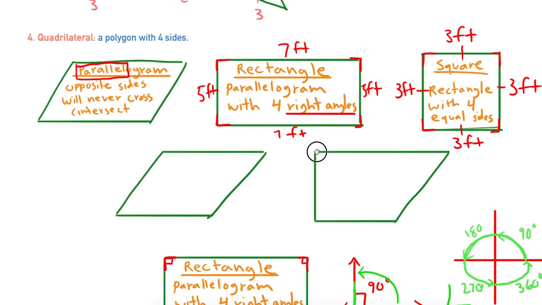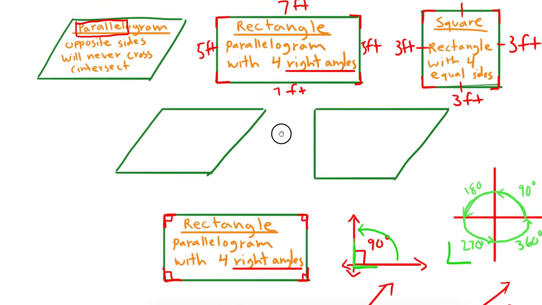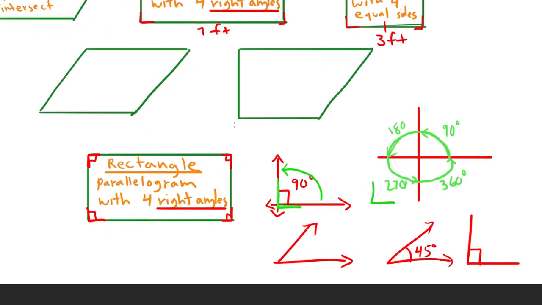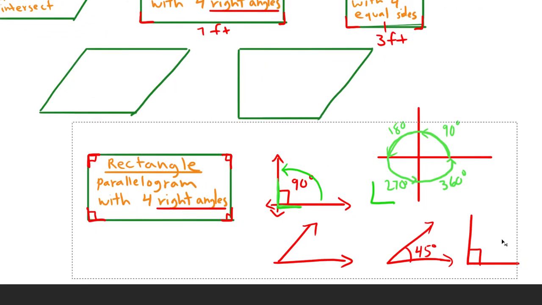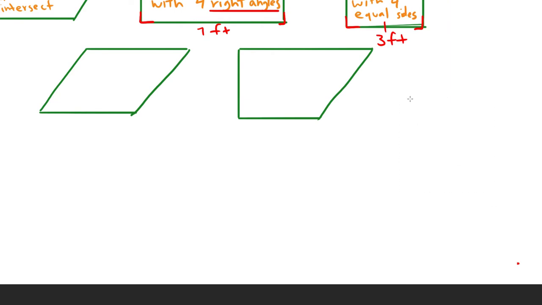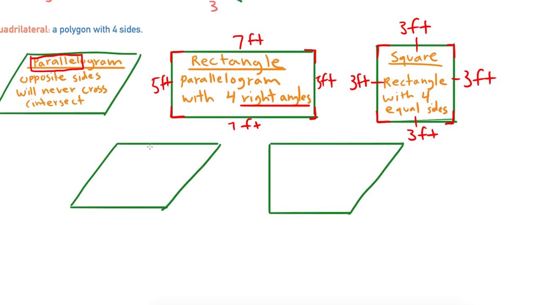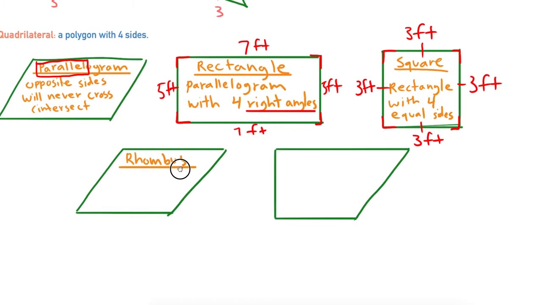Okay, our next shape here. Let me clean this up. I'm gonna delete most of this stuff to kind of clean it up a little bit. All right, here's our next shape here. This is called a rhombus. So what is a rhombus?